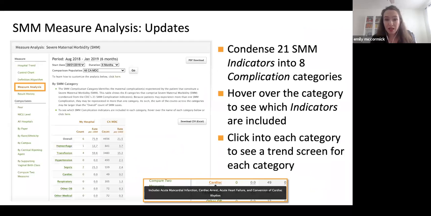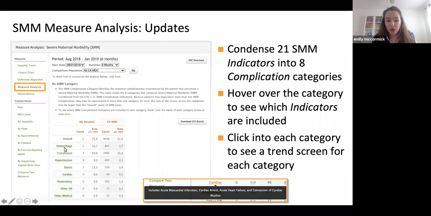Next, we've updated the SMM measure analysis section. So from the trend screen, you'll see this measure analysis link on the left navigational bar. If you click in here, you will see your SMM cases organized by category. We've condensed those 21 SMM indicators or complications into categories.